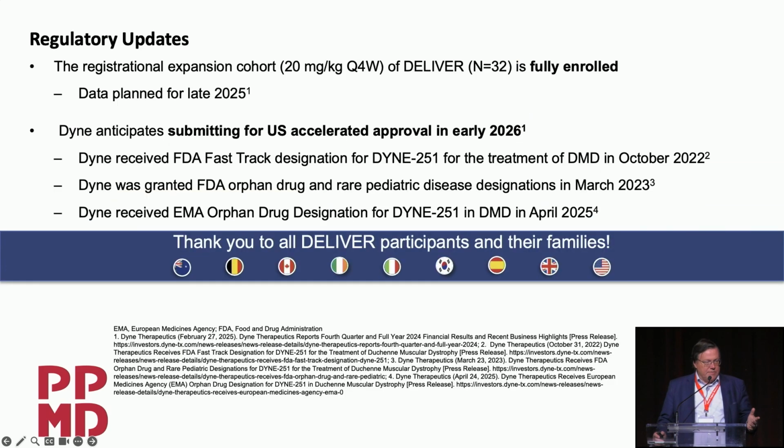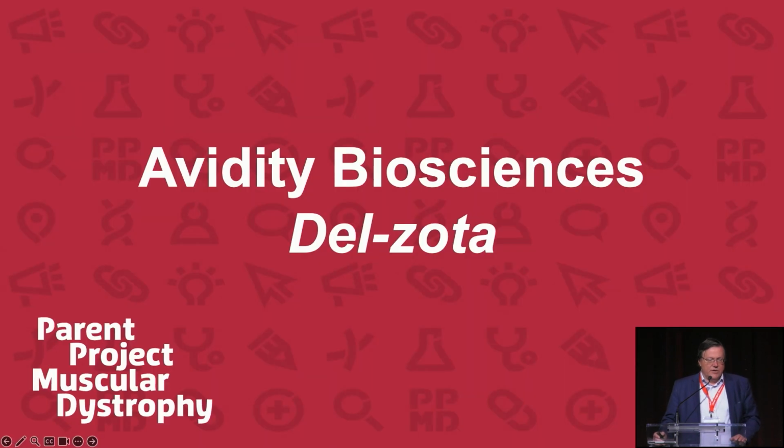So the update on this registrational expansion cohort is that it is fully enrolled. We expect to see more data in late 2025. And Dyne has announced they anticipate submitting for accelerated approval in early 2026. We anticipate more information at the end of this year.